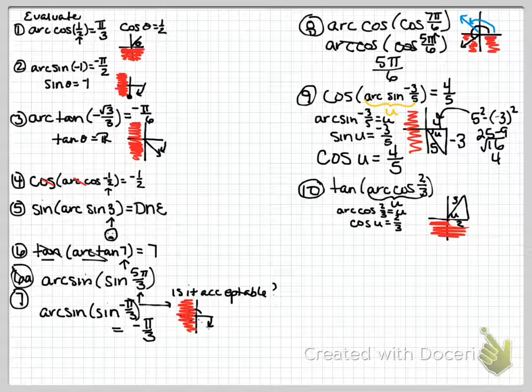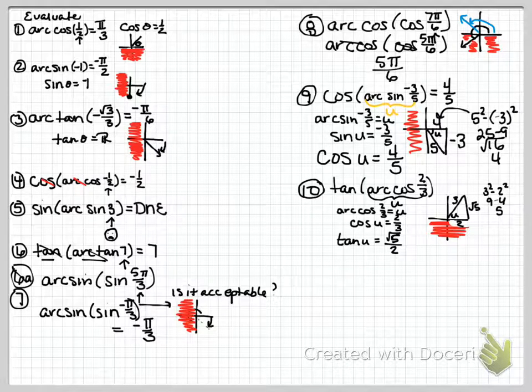So do, again, Pythagorean theorem. 3 squared minus 2 squared. That's 9 minus 4, and that's 5. So this side's going to be the square root of 5. Simplify your square roots if you have to. Now I just got to find the tangent. So the tangent of u is opposite, which is the square root of 5, over 2. And we're done.